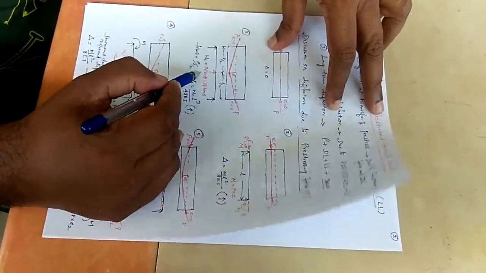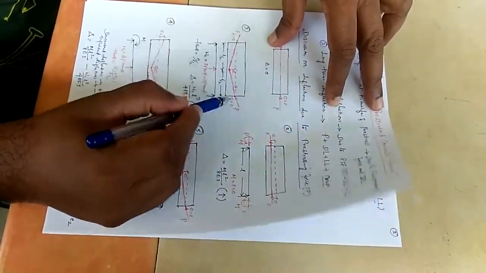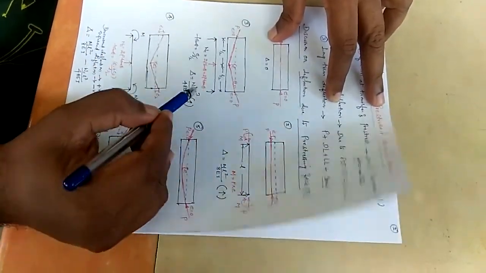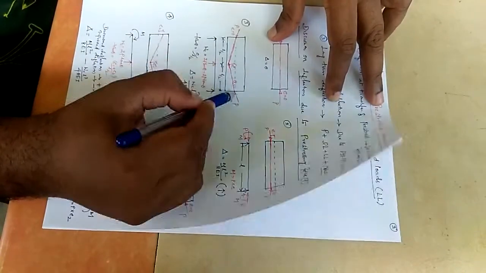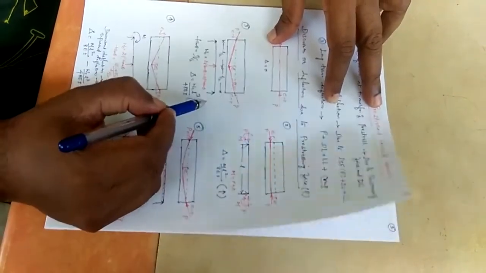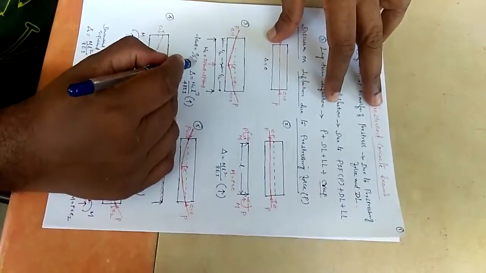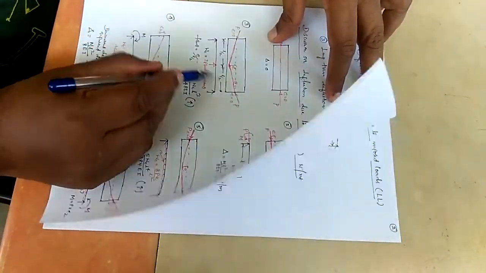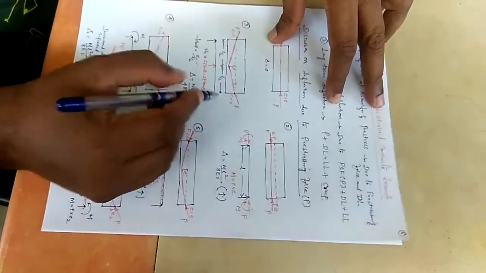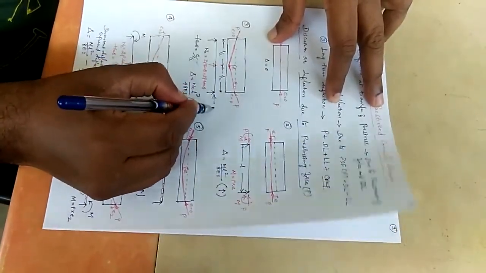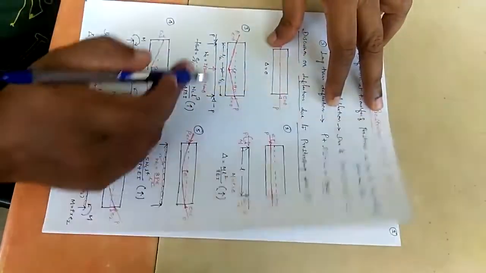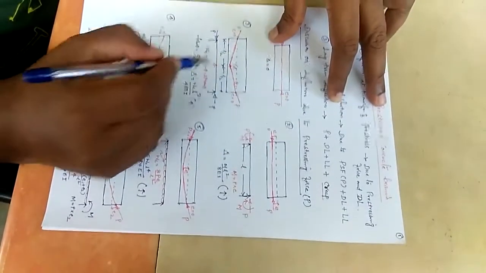That upward force is equal to 2P sin theta. Because theta is small, we can take sin theta as tan theta. Tan theta is opposite by adjacent, that is e by L by 2. Because eccentricity is 0 at the ends, there is no moment. Here actually P is there. This will not create any deflection. Only this will create a deflection, upward deflection.